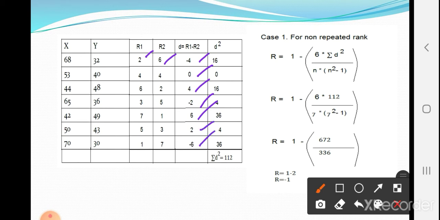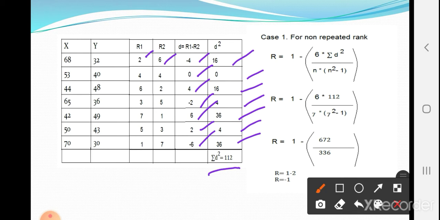And then make the last column D square, just squaring the values of D. Minus 4 square, that is plus 16. The square of minus values is always positive. Then 0 square is 0, 4 square 16, minus 2 square plus 4, 6 square 36, 2 square 4, minus 6 square 36. We need the total of the d square column. So here we get the summation d square as 112.